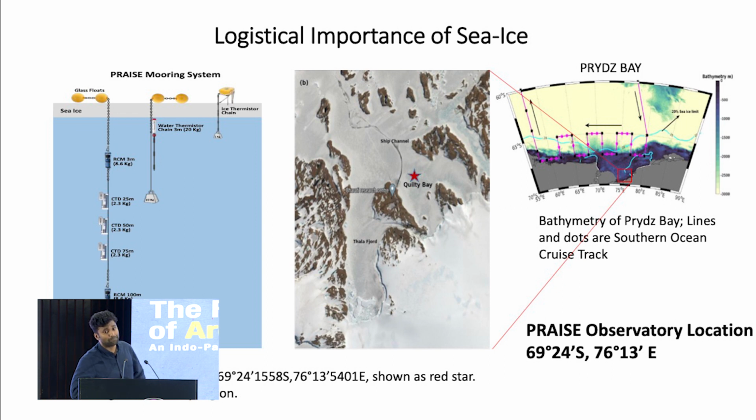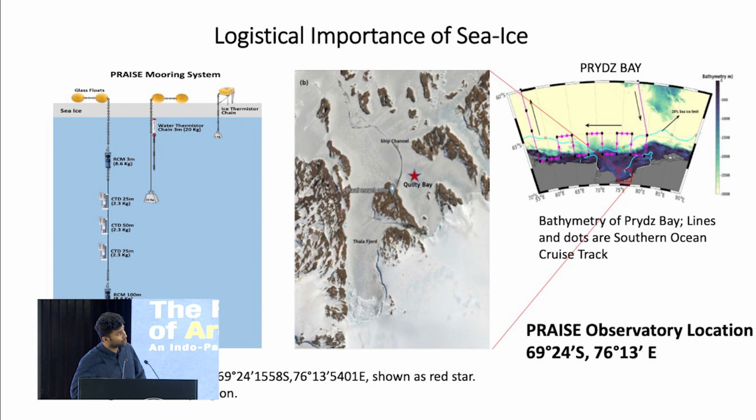This is sea ice thermistor chain data. It is nothing but temperature sensors at 2 centimeter intervals across the sea ice. So you can see the air temperature, and from the temperature you can measure the sea ice thickness. Here we use the temperature to monitor the sea ice thickness.